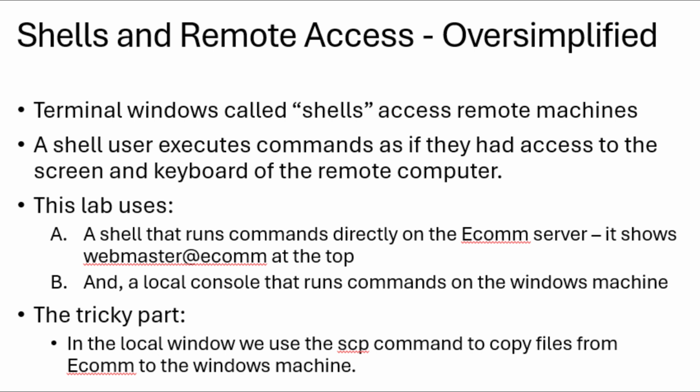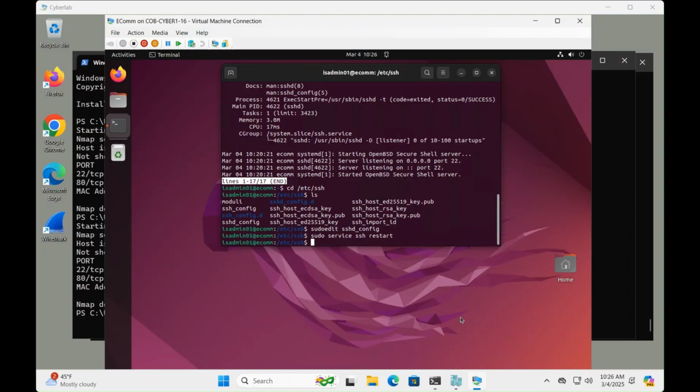Commands in that window are passed to the ecom server for execution, and results are passed back to the Windows console for display. But we will also use the SCP secure copy command running directly on a terminal in the Windows VM to connect to ecom and transfer back our stolen files. It's a lot to keep track of.